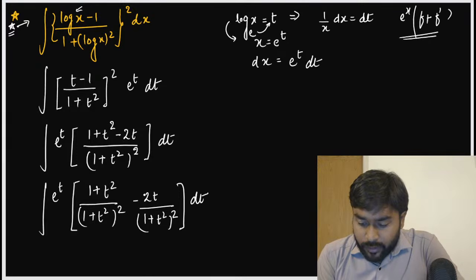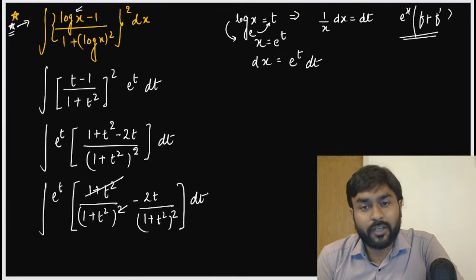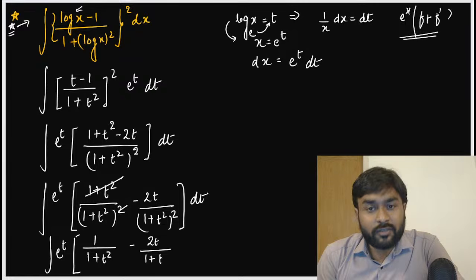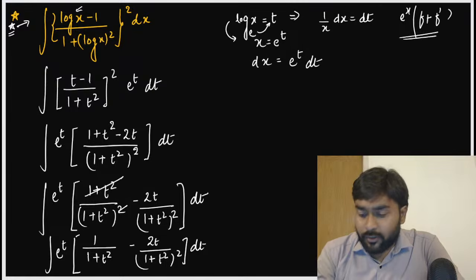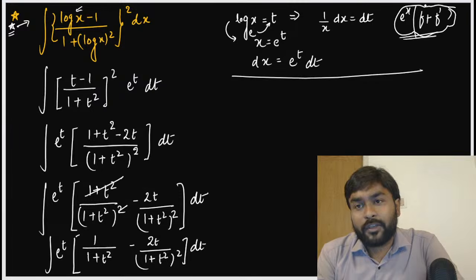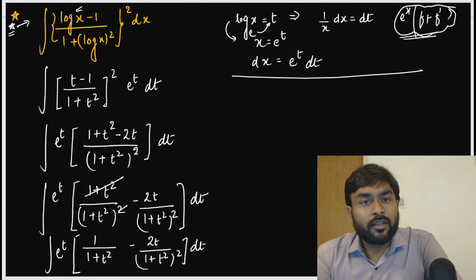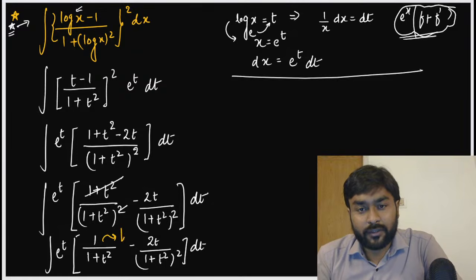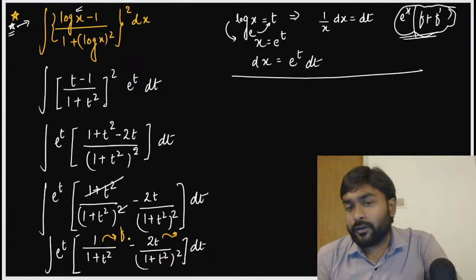So 1 plus t square and this will cancel. So after this e power t, here 1 by 1 plus t square and second term will be minus 2t divided by 1 plus t square then whole square dt. This you will get. Correct? So here what I am saying, this format e power x f plus f dash x. This format we are creating. So we have to check once if I am considering this f x, this is becoming f dash x or not.